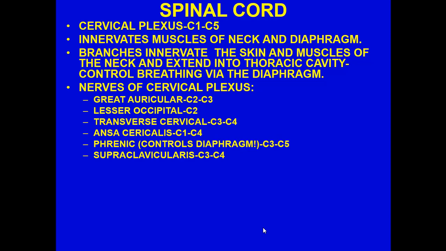The cervical plexus innervates muscles of the neck and the diaphragm. The branches innervate the skin and muscles of the neck and extend into the thoracic cavity. They control breathing via the diaphragm. Nerves of the cervical plexus include the great auricular, which is C2, C3, the lesser occipital, C2, the transverse cervical, which is C3 to C4, the ansa cervicalis, which is C1 through C4, the phrenic, now this one's very important because it controls the diaphragm, which is C3 to C5, and then the supraclavicularis, which is C3 to C4.